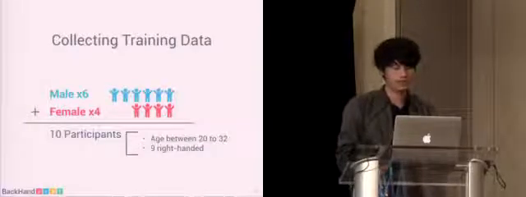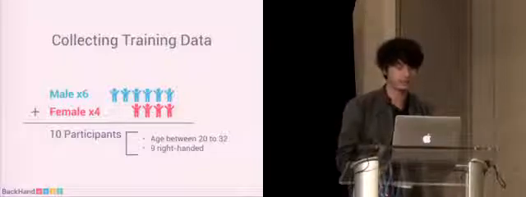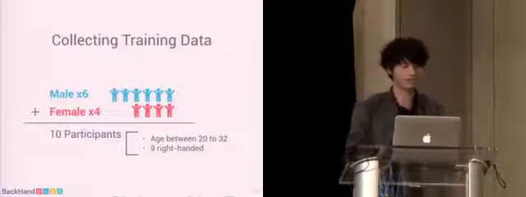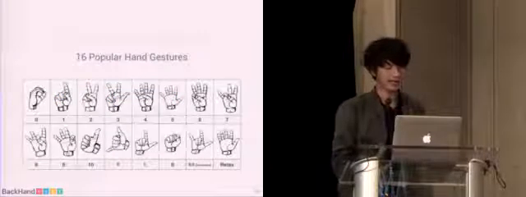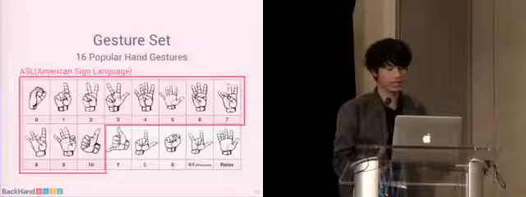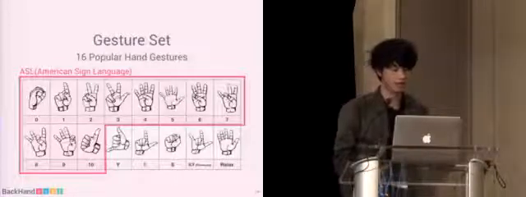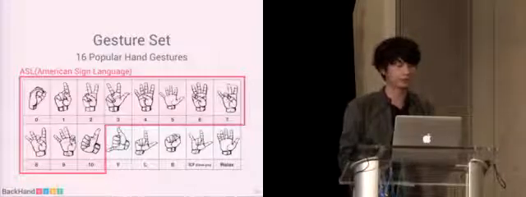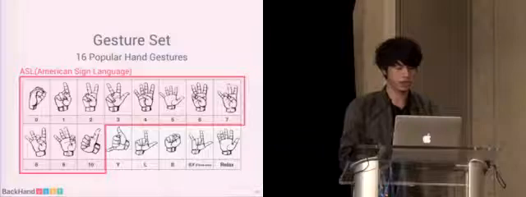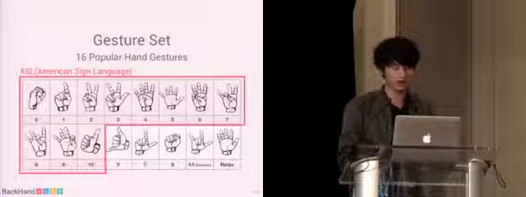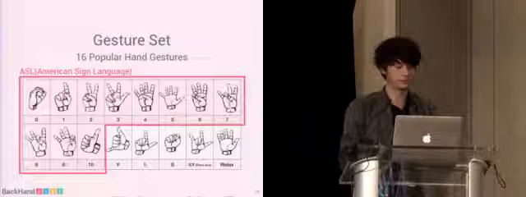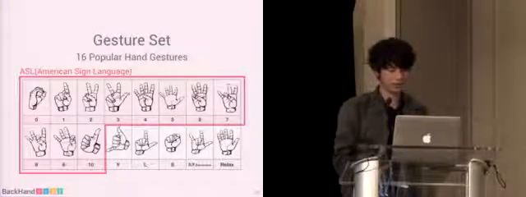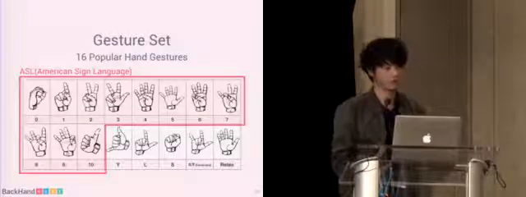We recruited 10 participants for training data collection, aged between 20 and 32, 9 right-handed. We tested 16 popular hand gestures for each participant. It consists of gestures from American Sign Language, such as digits from 0 to 10, and 4 gestures with Asian culture meanings that are also gestures in American Sign Language. Finally, a neutral hand gesture, a relaxing gesture, adds up to a total of 16 gestures.